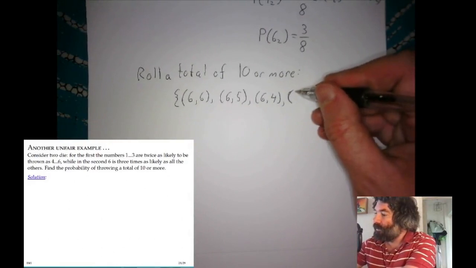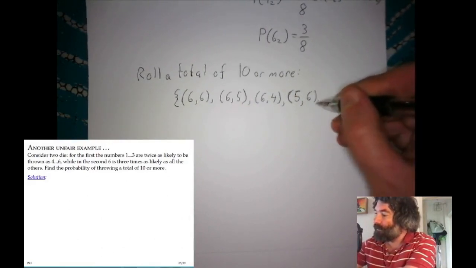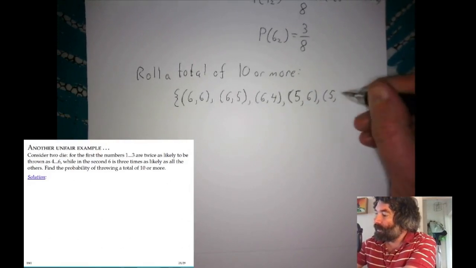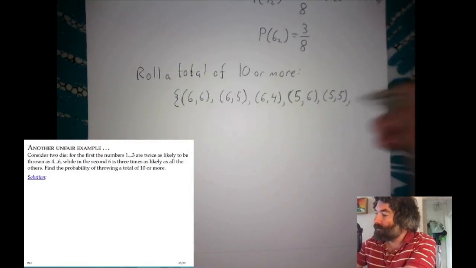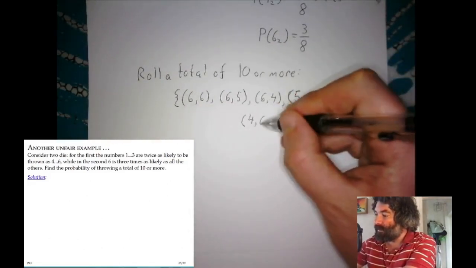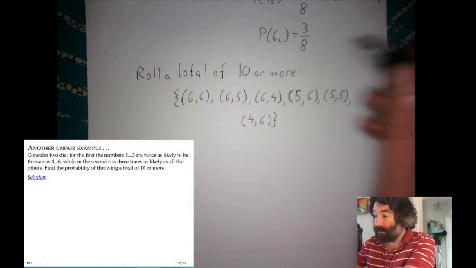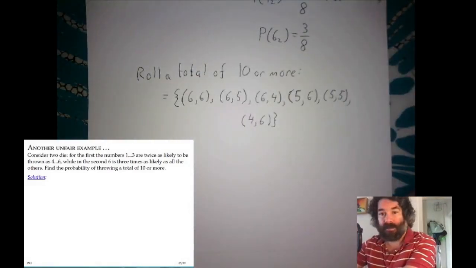So we could roll 5 on the first die and 6 on the second die. Could roll 5 on the first die and 5 on the second die. Right? And then we could roll 4 on the first die and 6 on the second die. Right, so this is this event, all the outcomes that are in this event.